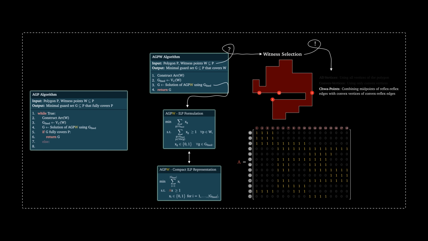If this is not the case, then there are uncovered regions inside the polygon. In that case, we pick one random point from each uncovered region, collect all these points in the set U, and then enlarge W by adding the points from U.